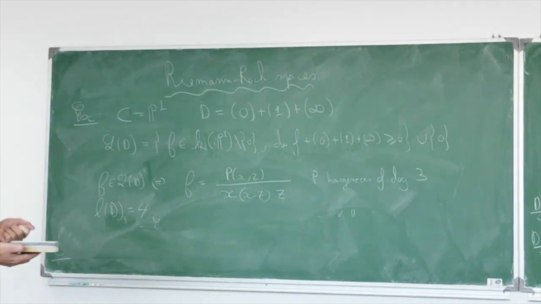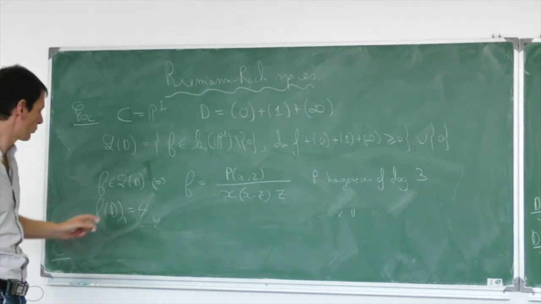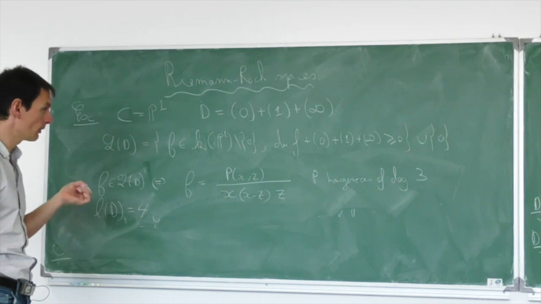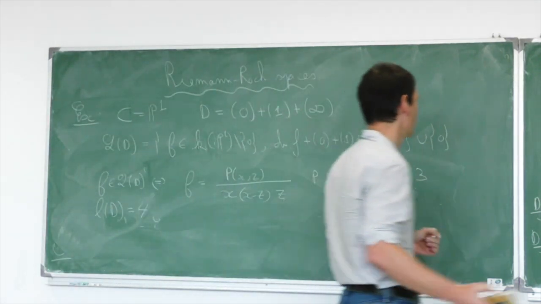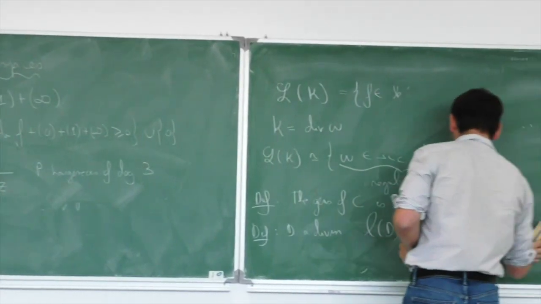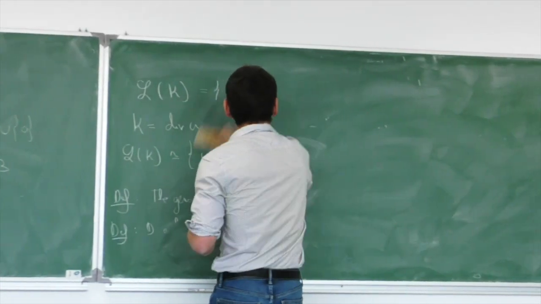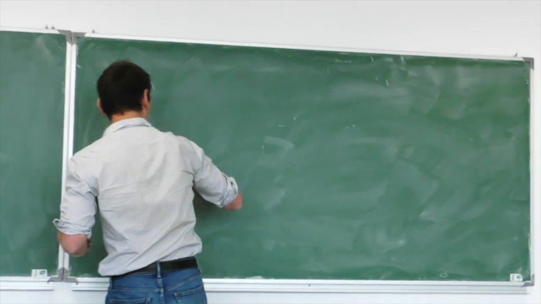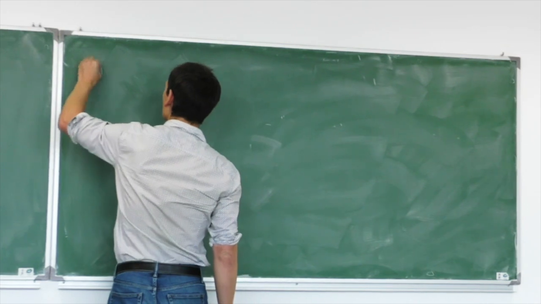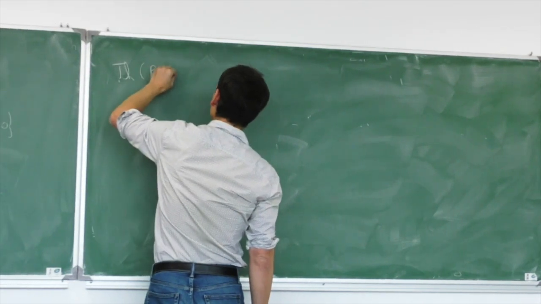In general, of course, if you're not over P1, then the computation of the dimension of a Riemann-Roch space could be much more complicated. Luckily, there is a very powerful theorem, which is really going to play a central role in all the theory. This really big theorem is called the Riemann-Roch theorem.